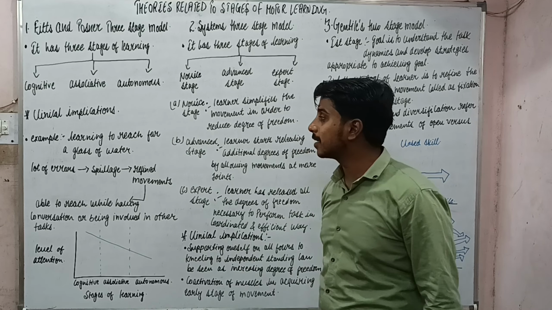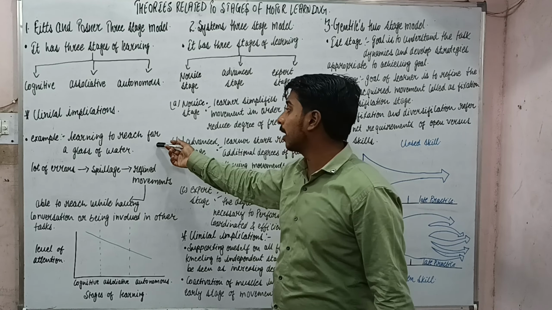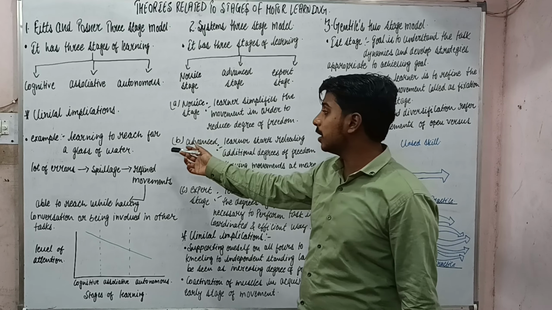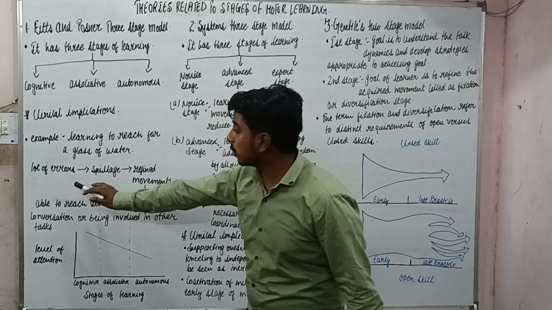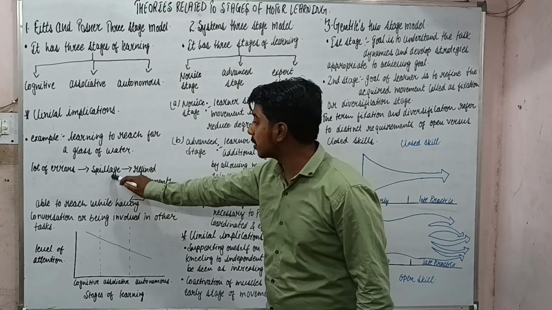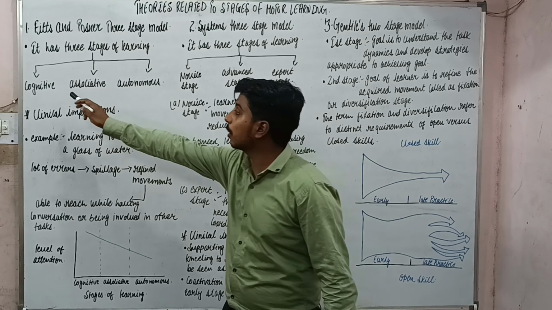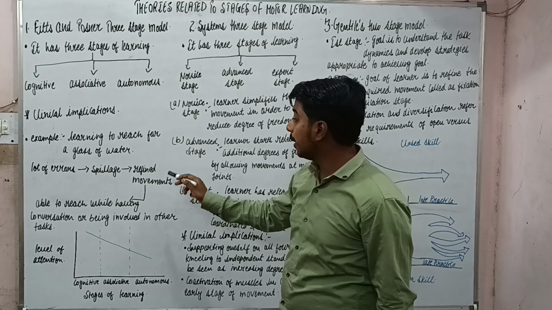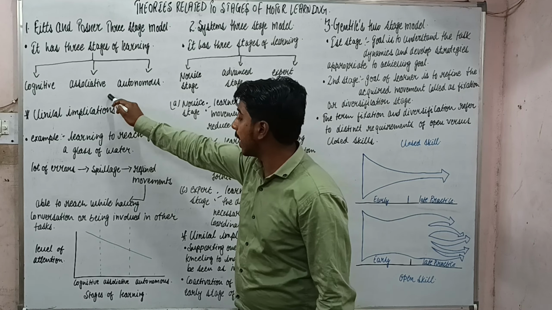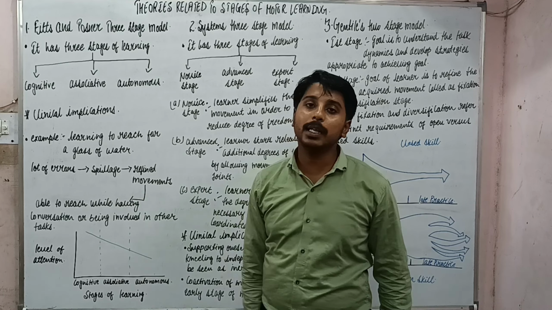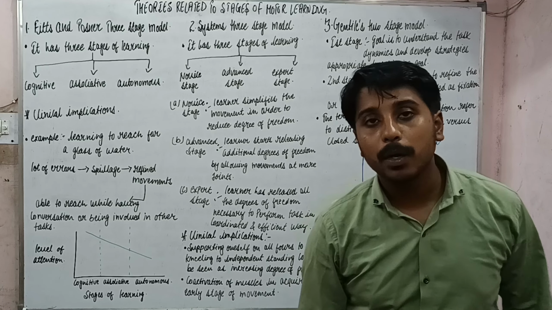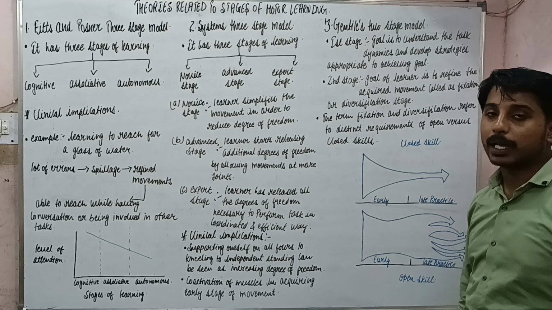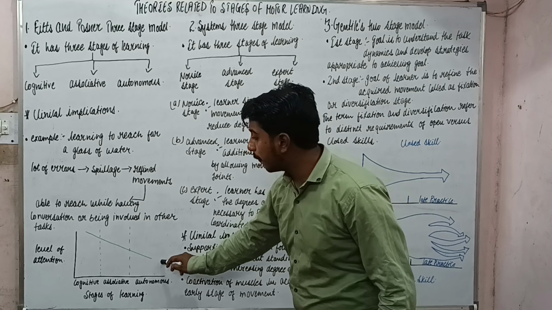The clinical implication is the same as the example, that is, learning to reach for a glass of water. Initially there are a lot of errors and spillage. That is the cognitive stage. Then he will refine the movement in the associative stage, and lastly he will be able to reach the glass without any spillage. And this graph is important.